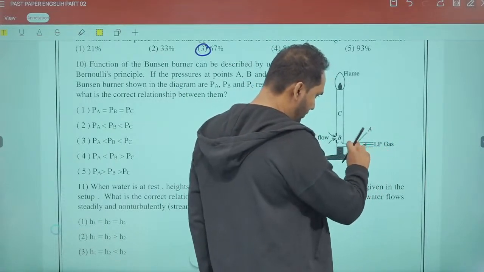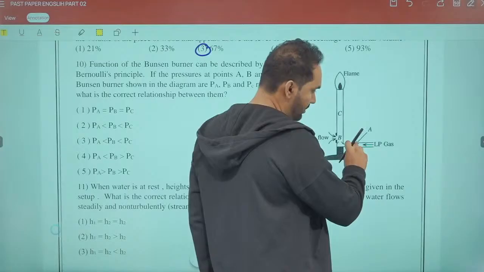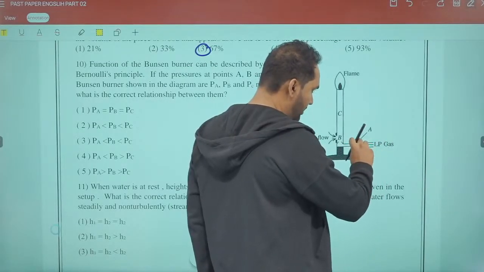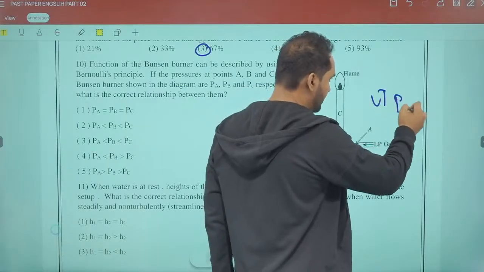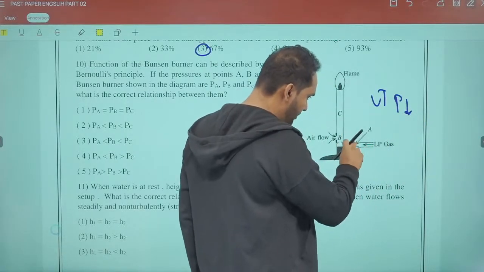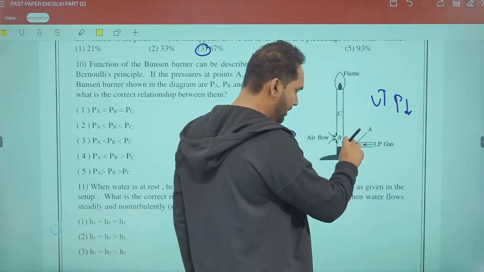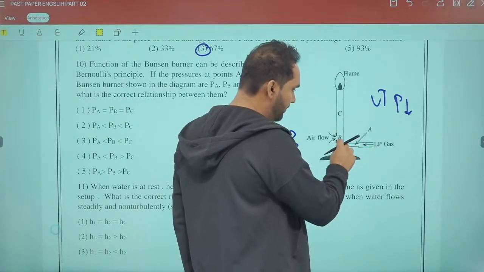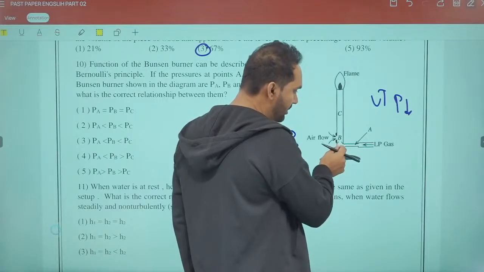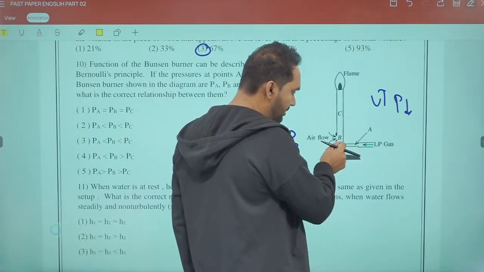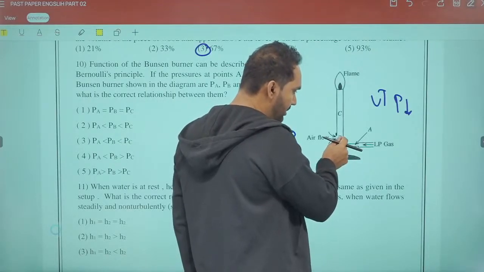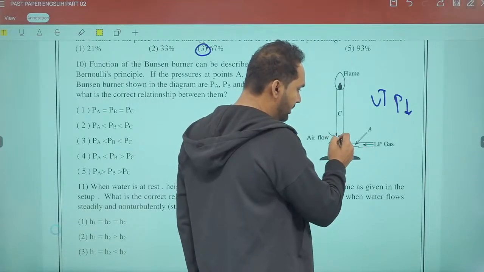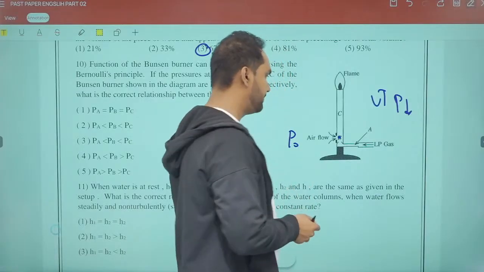Because of the narrow tube, the velocity increases, right? Remember, when the velocity increases, pressure drops. So because of the narrowness, the velocity increases and the pressure drops a little bit and comes to here. And again, do you see that there's a nozzle here and it's narrowing? So again, the velocity is increasing here and the pressure is dropping. So there's a lower pressure here compared to the atmosphere.